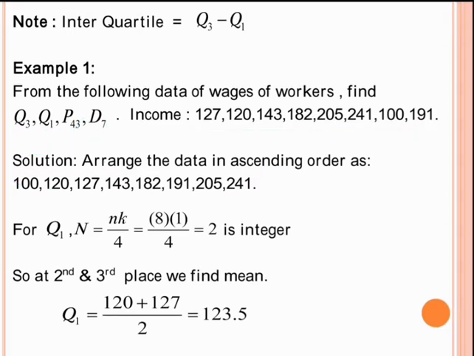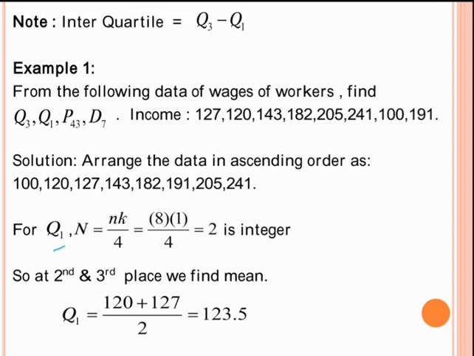Now first we have to find Q1 for n observations. So first formula we will use: capital N equals nk by 4. What is our n over here? How many values are there? 3, 6, 8. There are 8 values over here. So n is equal to 8, and k is, since it is Q1, 1 divided by 4. So you get your answer as 2, which is an integer.